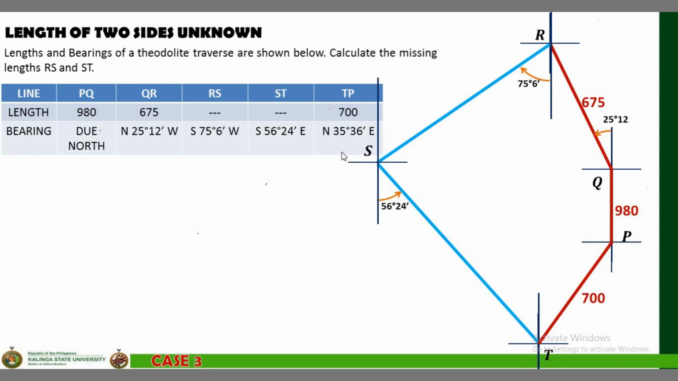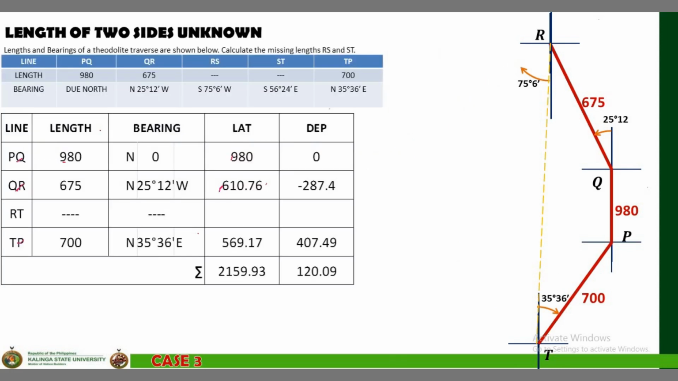Now, just like in case 2, when it is like this, the data for TP and QR are complete. So what I need to do is to close the polygon. To close it, I will add an additional line, or what we call the closing line, which is line RT. If I isolate this, it will look like that. Here I solve the latitude and departure of lines PQ, QR, and TP.